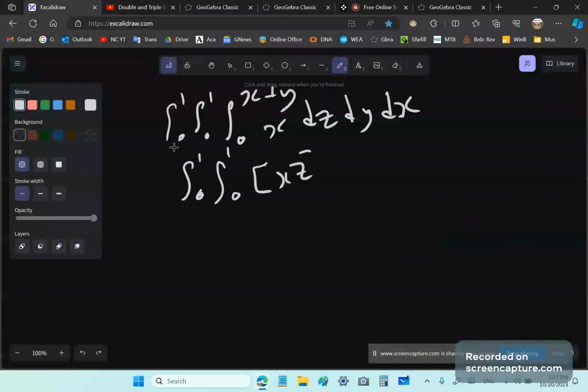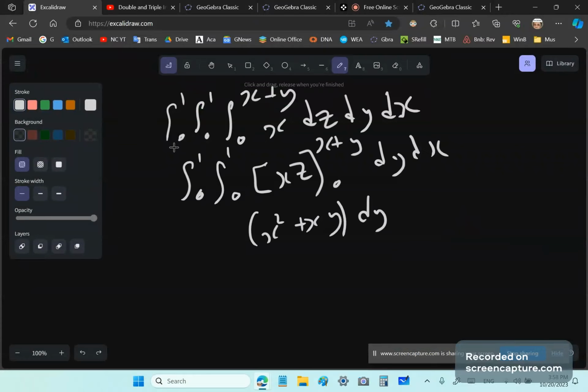xz, like that, from 0 to x plus y, dy dx. Okay, so what does that become? So this here becomes x squared plus xy, dy dx. And we still have to evaluate that, right? So that's from 0 to 1, 0 to 1.